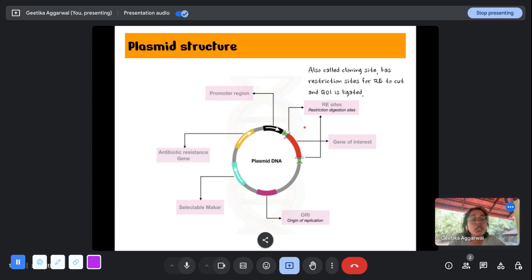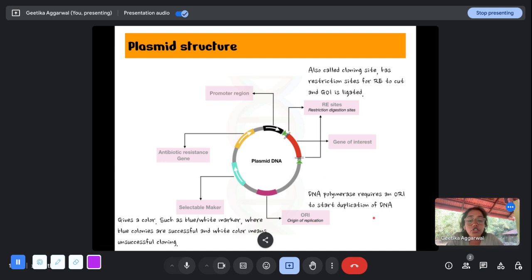So RE sites, which can also be called the cloning site, have these restriction sites for the restriction enzymes to cut and for the gene of interest to be ligated. So the cloning site actually has these restriction sites as mentioned here. And here the restriction digestion will happen. The restriction enzymes, the endonucleases, will cut it, and the gene of interest will come and ligate. And the gene of interest is the target gene which you get from the foreign molecule from where you want that gene. That's the gene of interest, which is the one you want to introduce into your host organism. Origin of replication, as I explained, DNA polymerase requires an origin of replication to start the duplication of DNA.